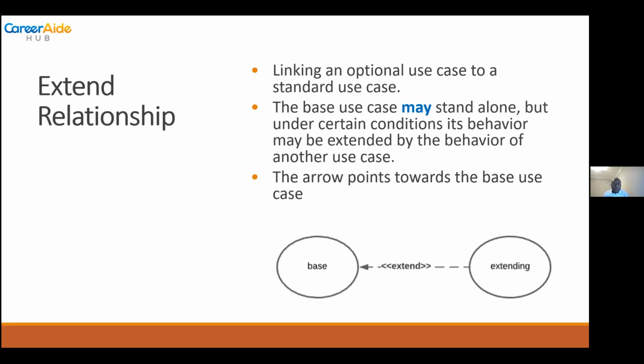it is possible that you will get an error message, but the error message doesn't come every time that you log in. The error message only comes under certain conditions. If, for instance, you put in the wrong password. So when you have a conditional relationship between two use cases, then you have the extend relationship. And remember that the arrow points towards the base use case, unlike in the include relationship.